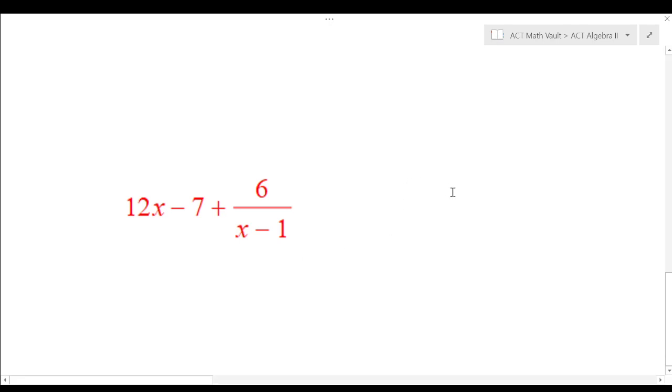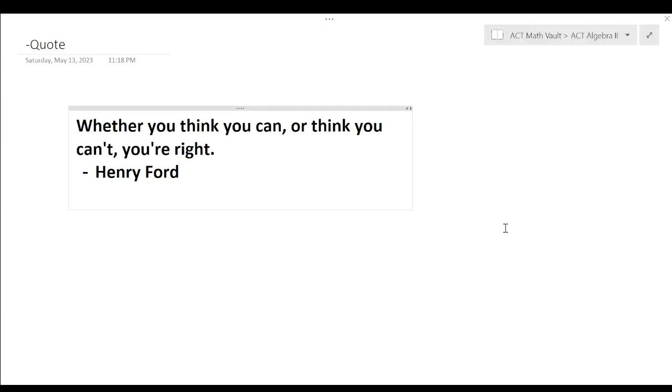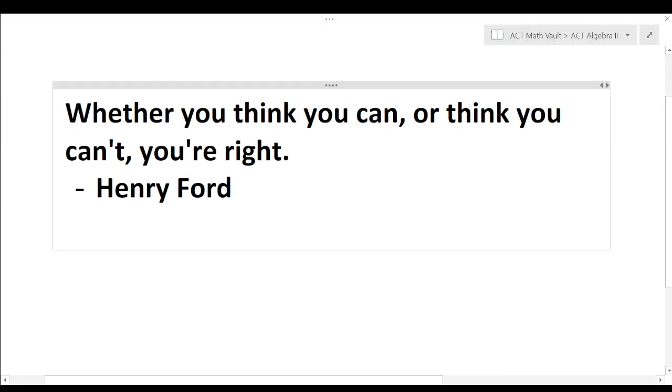And before we part, I always want to leave you with a quote for some motivation. It takes a little motivation to get through problems like this. I love this one. I've seen it on a poster in our school. Whether you think you can or think you can't, you're right.